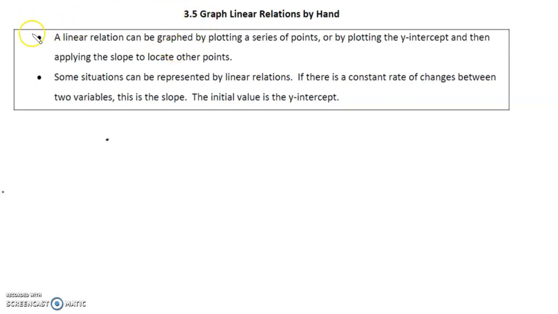3.5, graph linear relations by hand. So a linear relation can be graphed by plotting a series of points or by plotting the y-intercept first, and this would be like our reference point, and then applying the slope to locate other points.